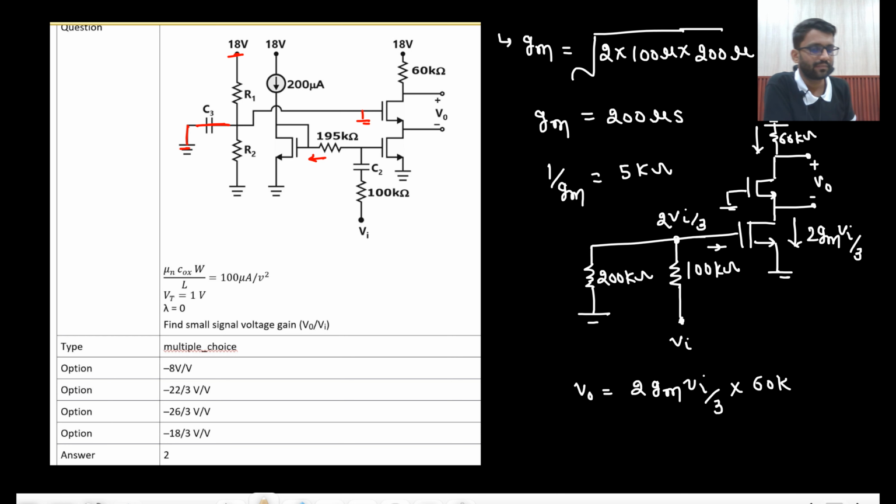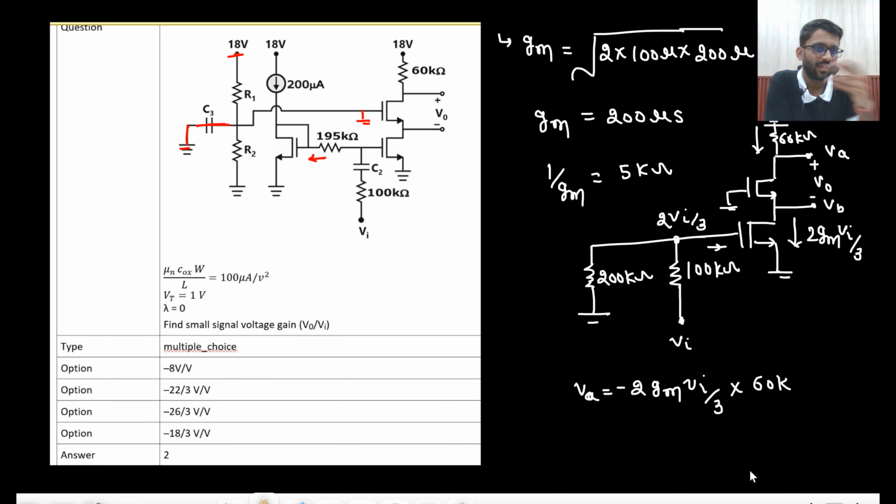Is that correct? No, that is wrong. This is not your V0. This is your potential VA. Although the minus sign will be there, the minus sign will also be there. So minus 2 GM V in by 3 into 60K. This is your VA, not V0. Your V0 is VA minus VB.